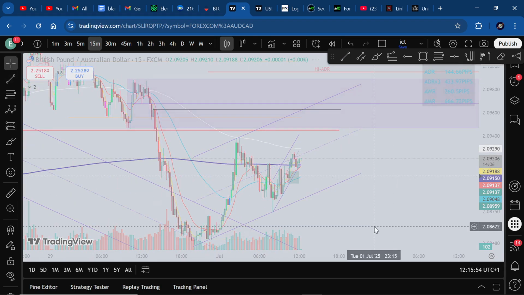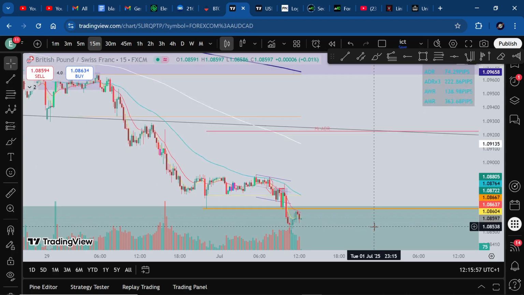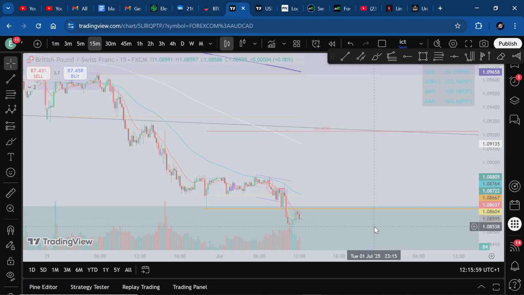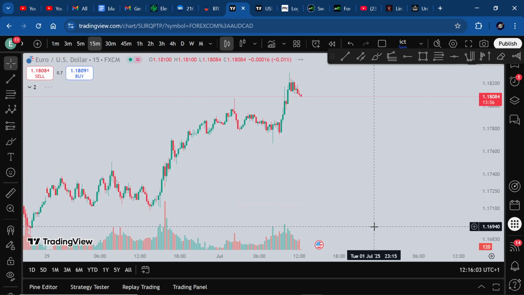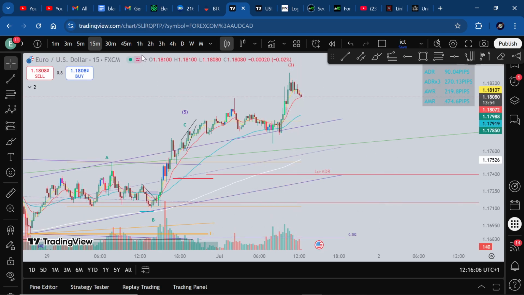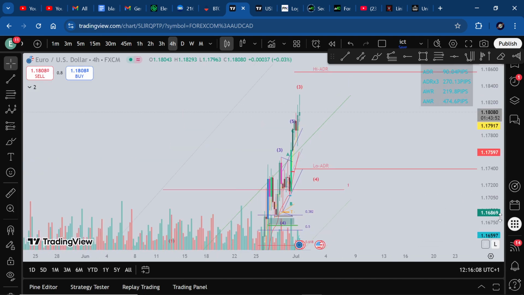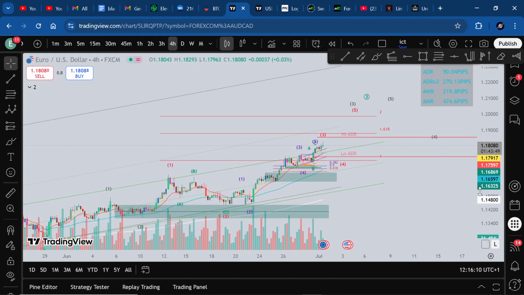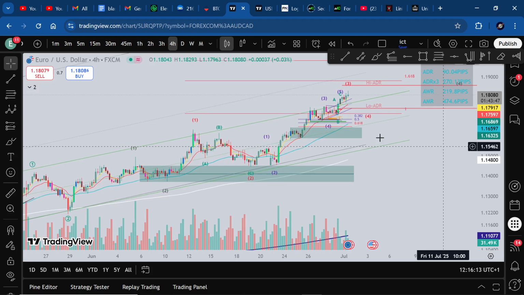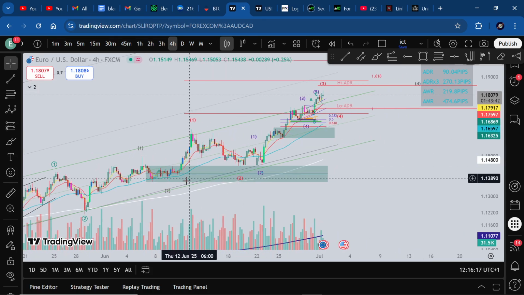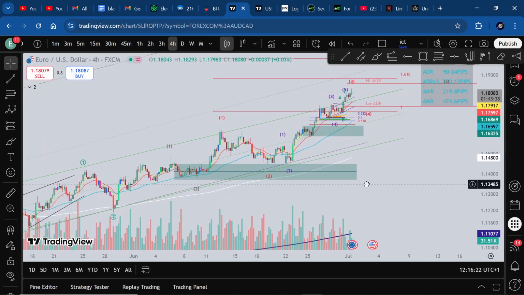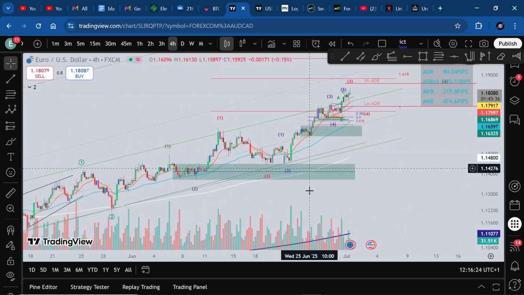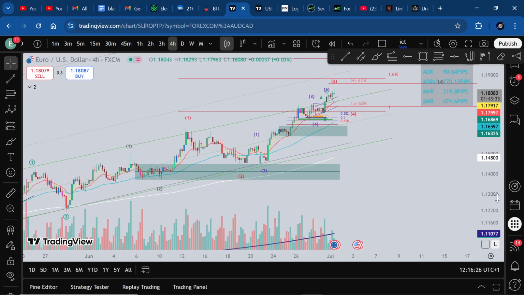Let me go GBPUSD quickly, or euro. Let's say euro USD. Do one of the majors quickly. 4 hour time frame. Okay, this is my count here. All right, that's A, B, C, and 2. Just trying to clear up the charts a bit. 1, 2. We got a series of 1-2s here.